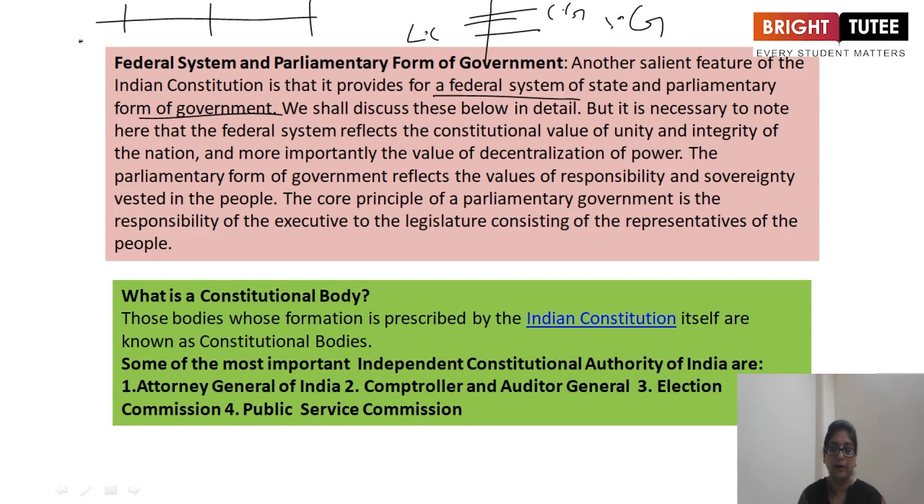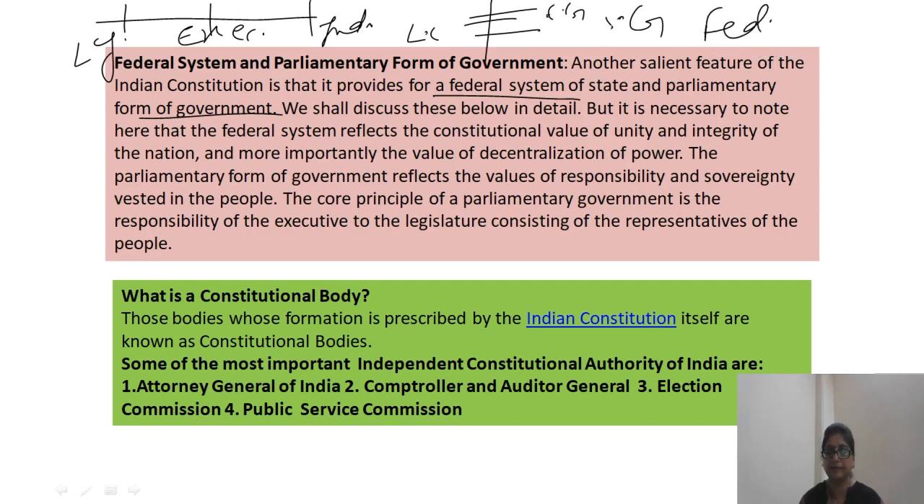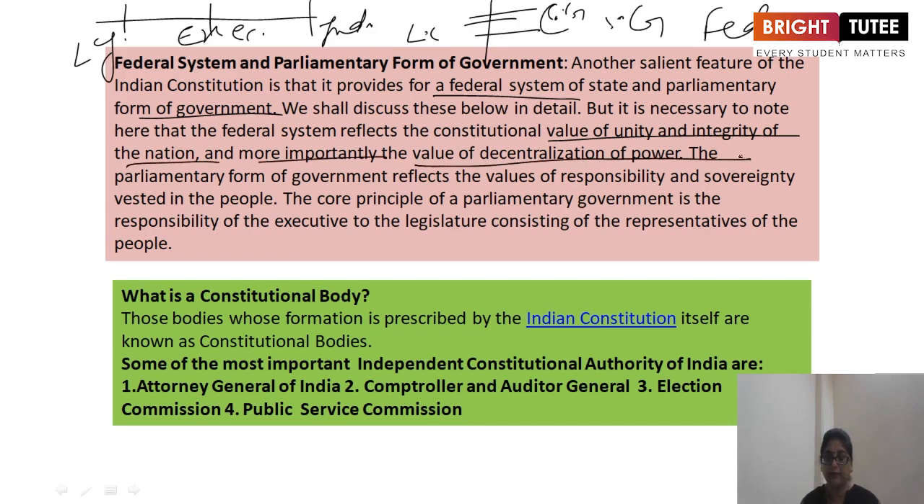Here the legislature, then the executive, and the judiciary. So these are the powers that have been divided under federalism. And the system reflects the constitutional value of unity and integrity of the nation, and more importantly, the value of decentralization of power.